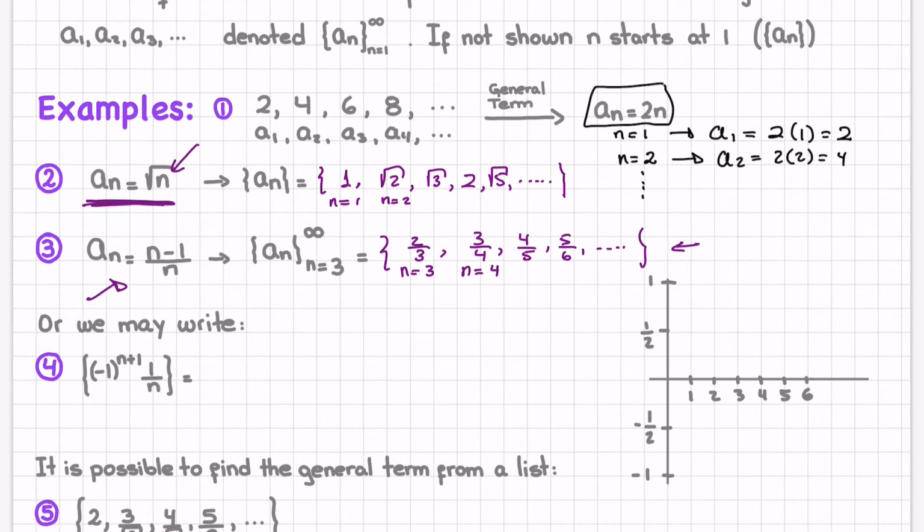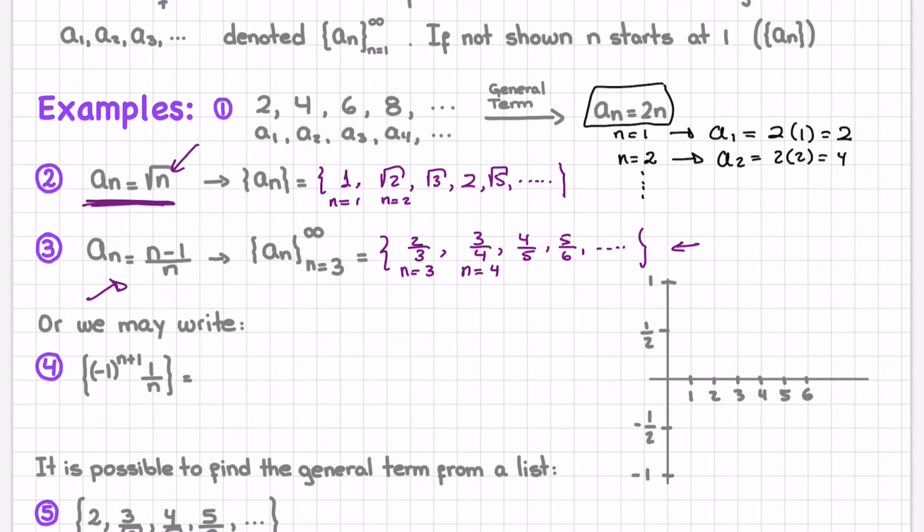Different types of lists, we're going to analyze how they behave. The idea is, as n approaches infinity, are those numbers approaching a number? Are they growing to infinity? Are they growing to negative infinity? What are they doing? That's a concern.